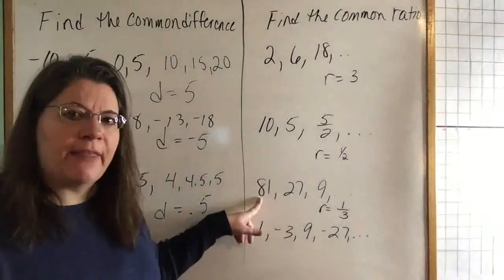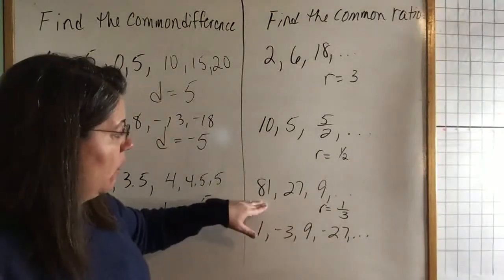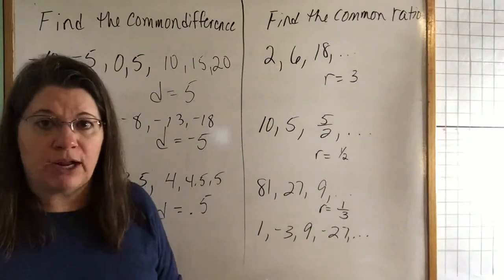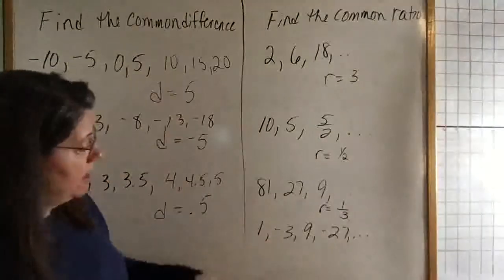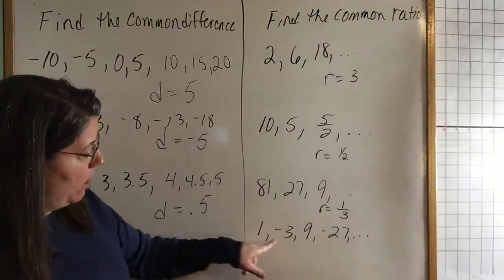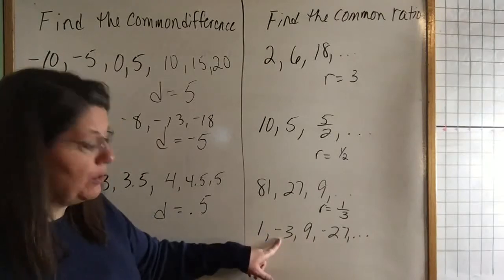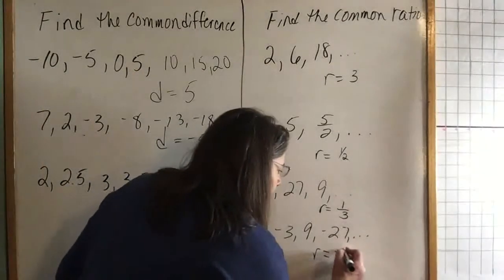Then if you simplify that fraction, you can get your common ratio. So 27 over 81 simplifies to 1/3. And you can do that in Desmos or a calculator. They will simplify those fractions for you. So it's very simple. For this one, -3 over 1 is -3. 9 over -3 is -3. So here, my common ratio is -3.